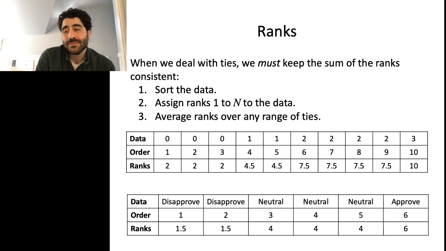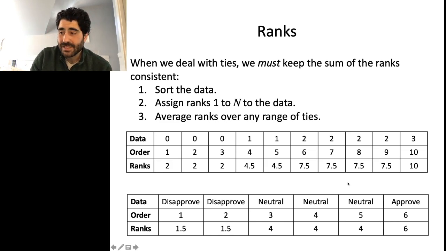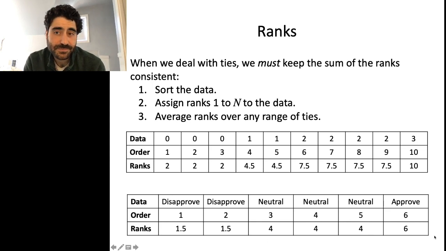What this means is that we may not actually have exactly one value for every rank. In this last example, there isn't any data point with rank 1, or rank 2 or 3 or 5. But we still have this uniform distribution in the sense that the average rank is always the same. In this case, the average rank would be 6 plus 1 divided by 2, or 3.5. That's true in this original order, and after we average within these ties, the average rank is still 3.5.